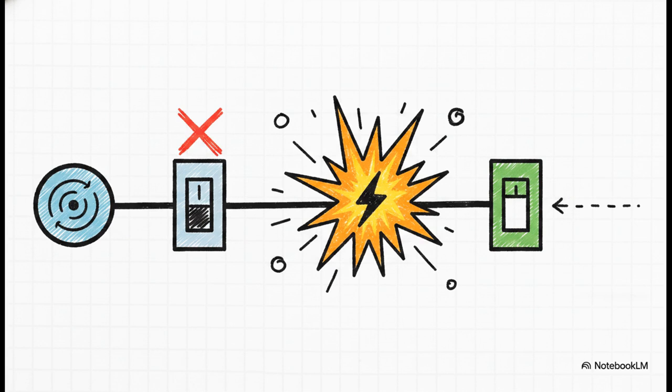A coordination gap here completely undermines every single protection function upstream of it. It seriously doesn't matter how meticulously you tuned your differential relays. If the trip output misses a breaker, the fault persists.